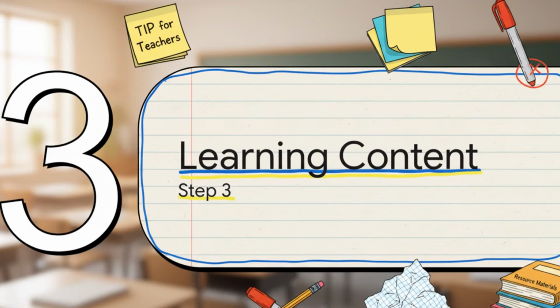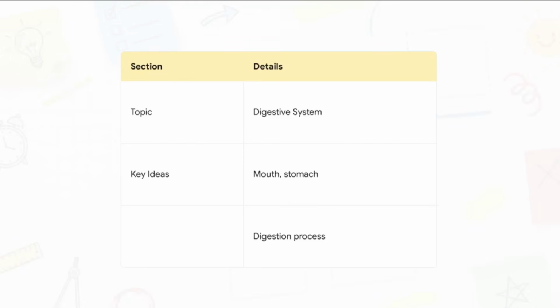Moving right along to Section 3, learning content. Let's see how this step builds our lesson's foundation. Let's fill out the learning content section next. We just need to quickly list the topic and the key concepts. So under topic, we write digestive system. Under key ideas, let's just jot down mouth, esophagus, stomach, intestines, and the digestion process. Notice what we're deliberately skipping here. We are not copying massive paragraphs from a textbook into the plan. We're keeping it incredibly simple, totally focused, and just completely uncluttered.